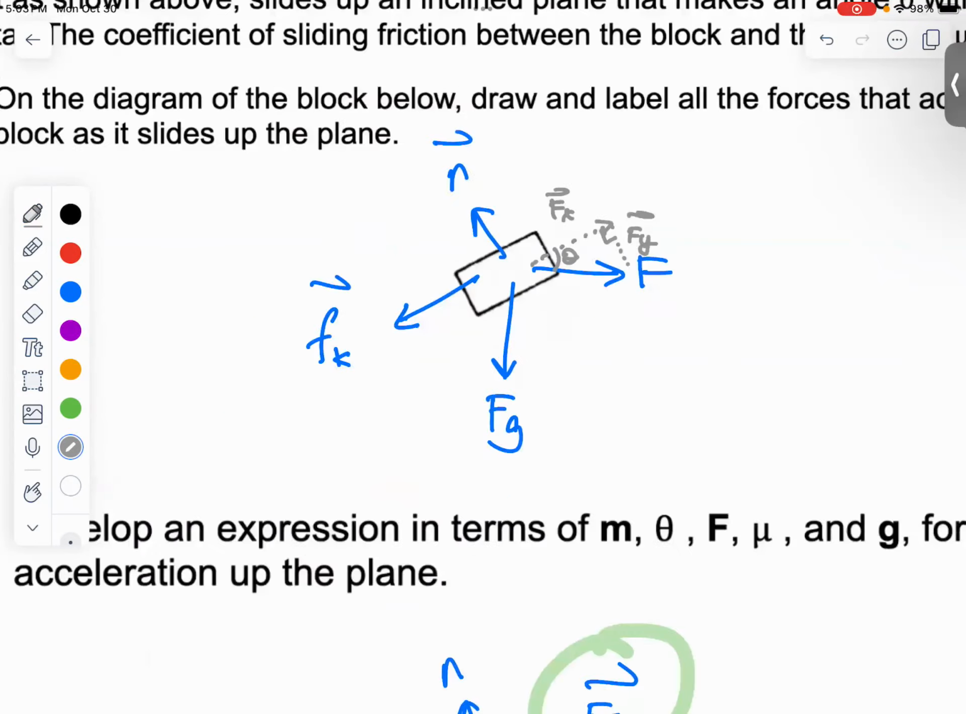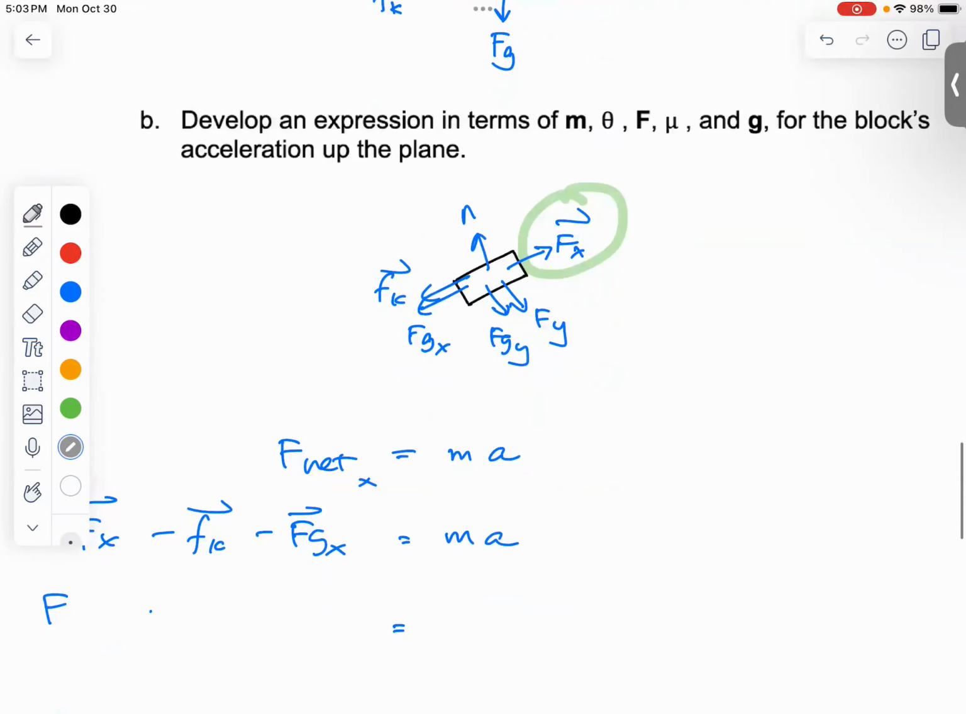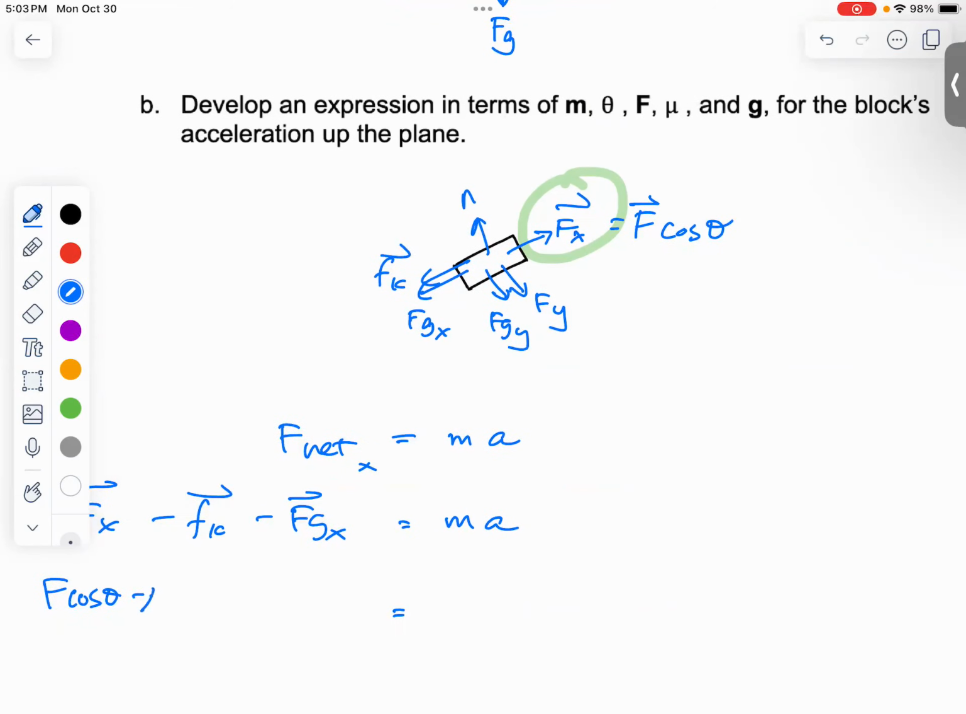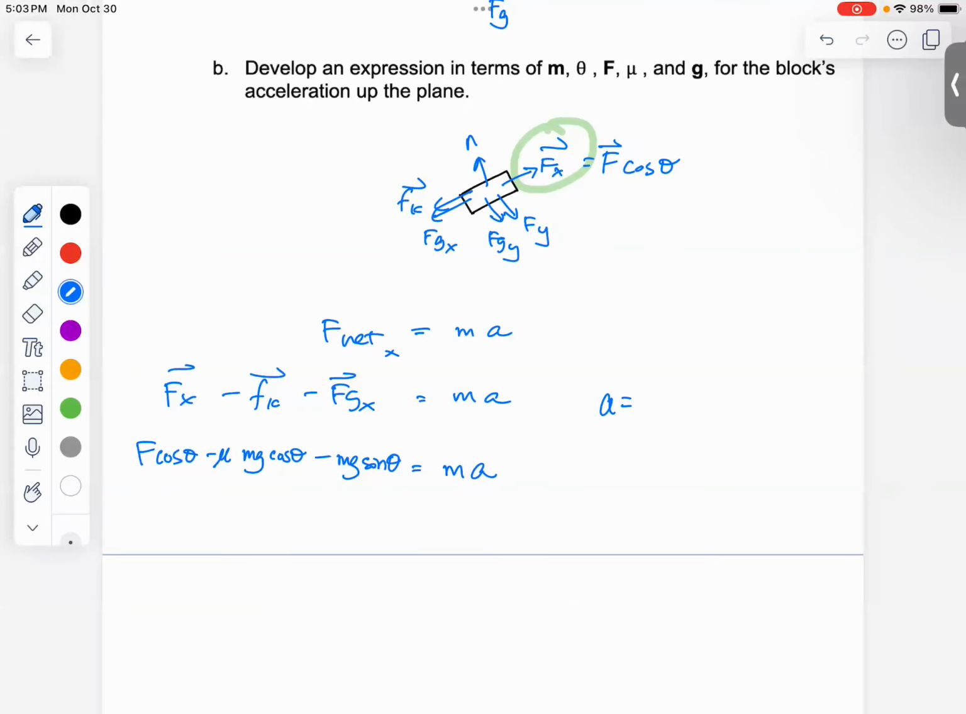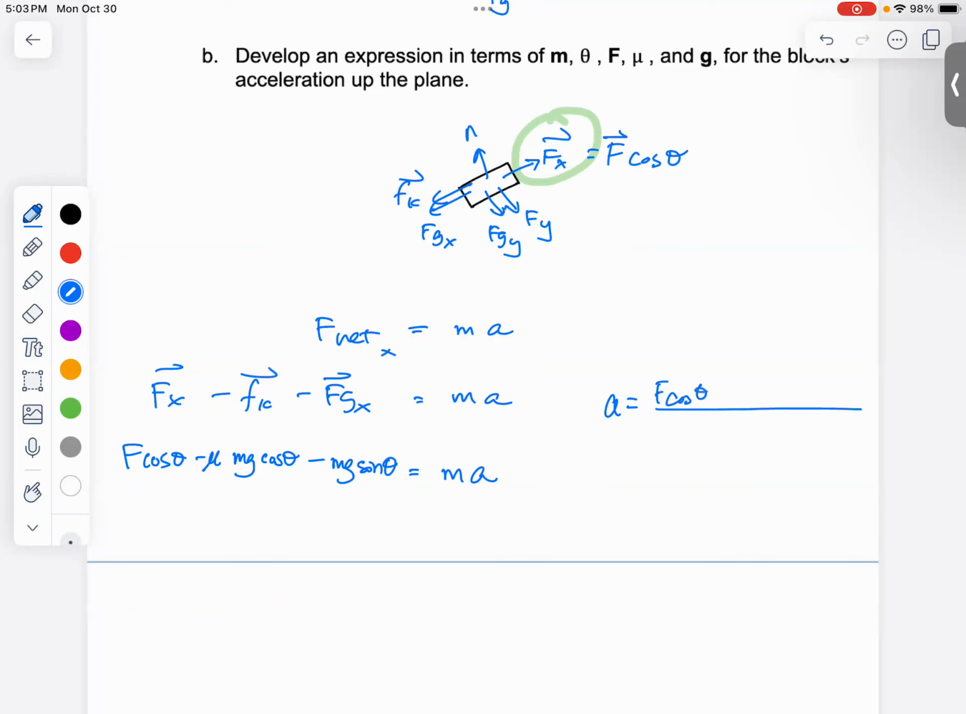So it'd be cosine, yes. Fx is simply F cosine of theta. And what you said earlier about the friction, yes, it is mu times mg cosine theta, and Fgx is mg sine theta. It's equal to m times a. So therefore, a is simply this whole gigantic thing over m.